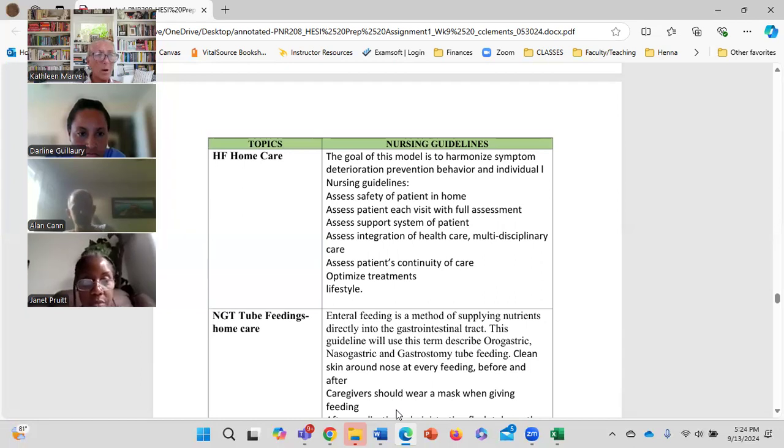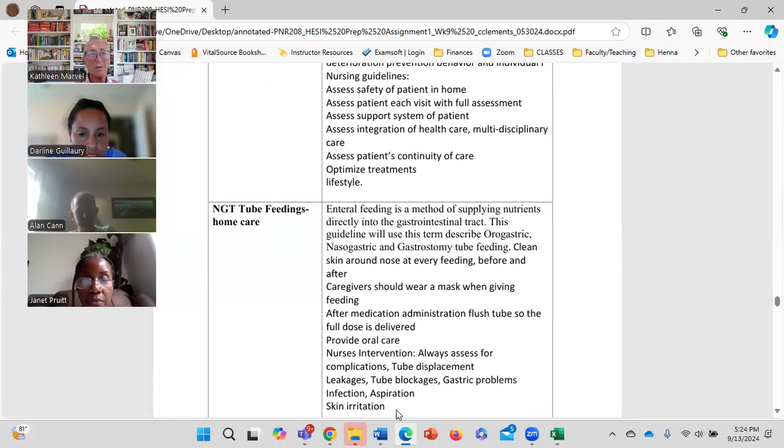Is the tube functioning properly? Are they getting the proper nutrition? Are they gaining weight? Right? How does the skin look around where the tube is inserted? You've got to think clinical judgment outside the acute care setting. This clinical judgment applies in the community setting.